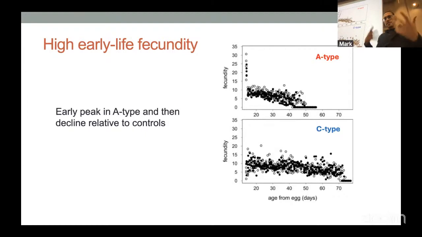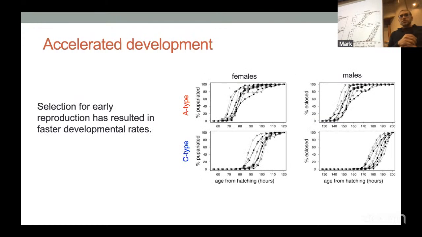So we would say you're seeing that optimization around the early reproductive window, and then you're seeing an overall trade-off where their lifetime reproductive output is much, much lower. We also see that this changes developmental patterns quite a bit.